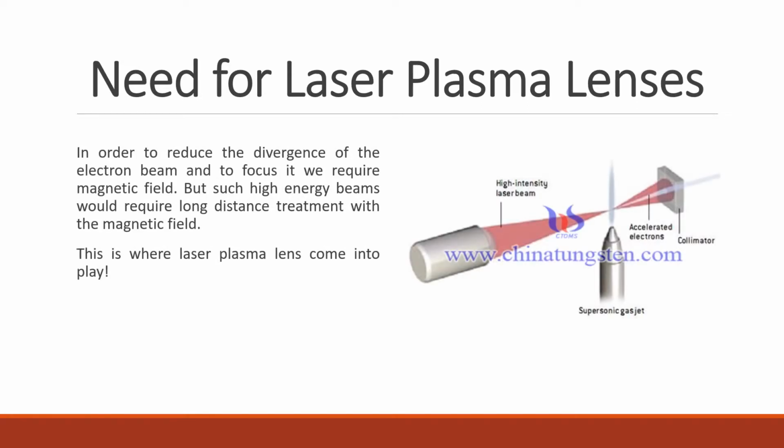In order to reduce the divergence of the electron beam and to focus it, we require a magnetic field. But such high energy beams would require long distance treatment with the magnetic field. This is where the laser plasma lens comes into play.